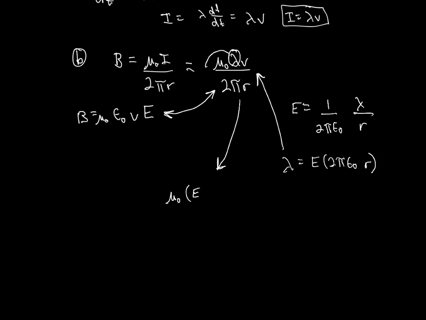So I'm going to plug in my lambda. So instead of lambda, I have E times 2 times pi times epsilon naught times r. And then I have my V still, all divided by 2 times pi times r. The only thing I did there, I took my magnetic field equation, mu naught I over 2 pi r, plugged in the I that I solved in part A, which was lambda times V, and then I took the equation that they gave us at the very beginning, solved it for lambda, and plugged that in for lambda to get this.